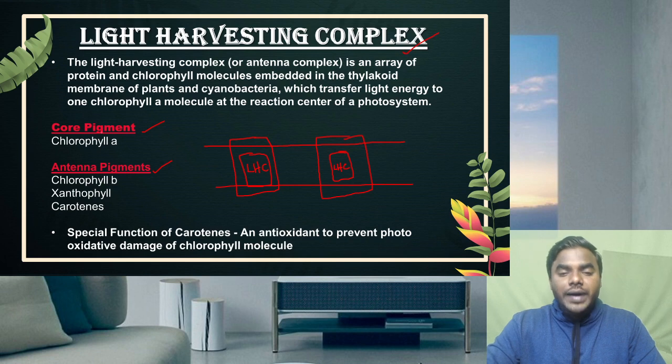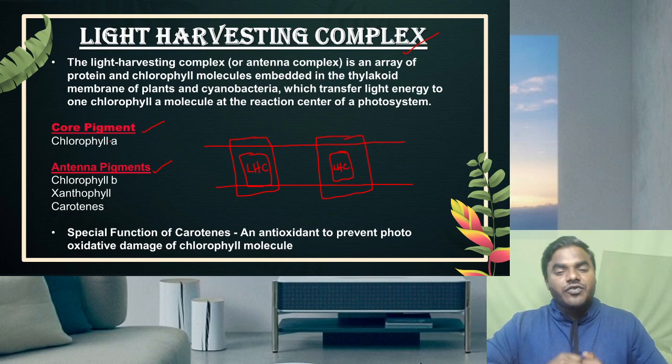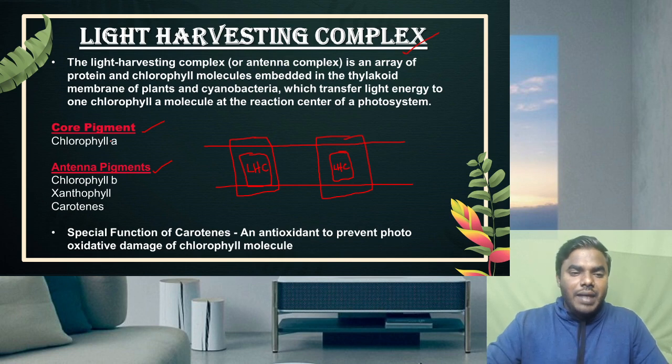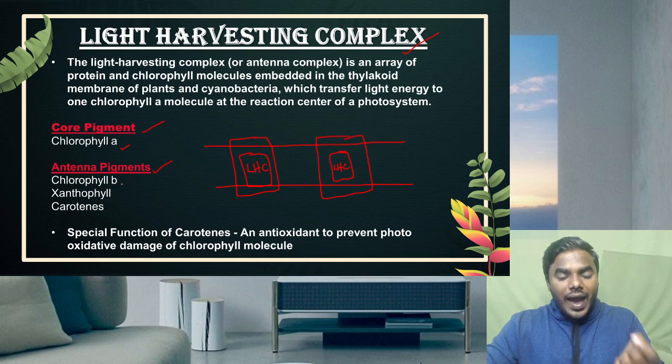Core pigment is made up of what? This is an important point. Core pigment, whether it is photosystem 1 or photosystem 2, doesn't matter. The core pigment is exclusively made up of chlorophyll A only. Then antenna pigments or accessory pigments are made up of what, friends? They are made up of chlorophyll B, xanthophyll, and carotenes. Please keep that in your mind.